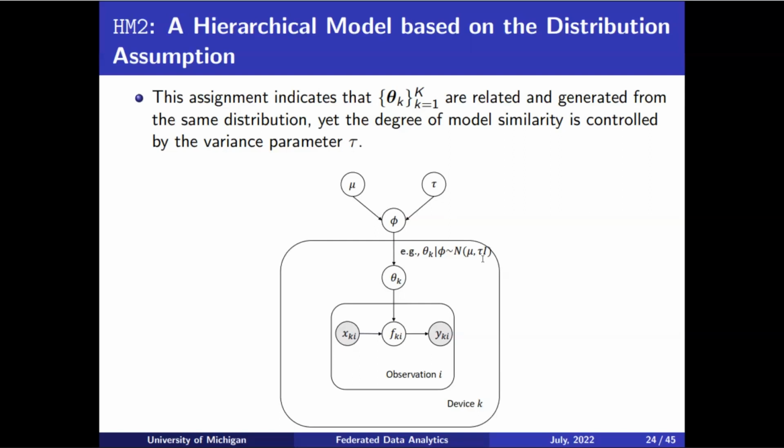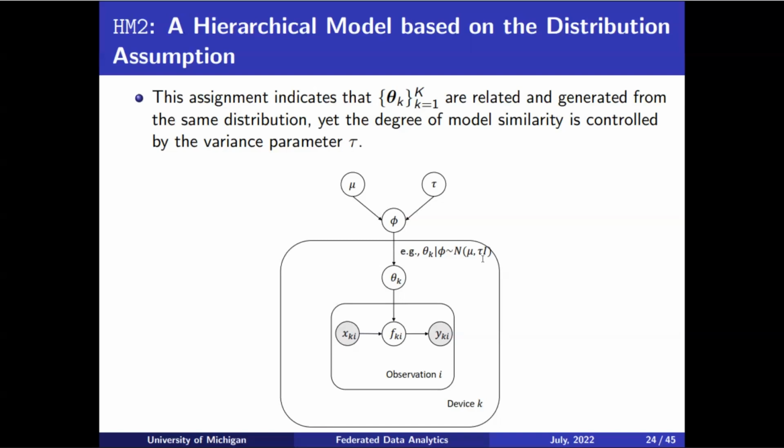As you can see, this assignment indicates that all the theta k are related and are generated from the same distribution. Yet the degree of model similarity is controlled by the variance parameter tau. For example, if tau is very small, it means the variance of the normal distribution is small. In this case, all the theta k are similar, and we can infer that the data distribution among all the devices is probably homogeneous. On the other hand, if tau is large, it means the theta k are very different among devices. In this case, we can infer that the data distribution among the devices is heterogeneous.